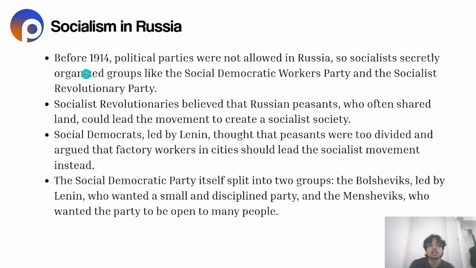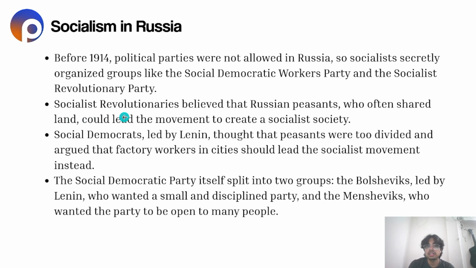Socialism in Russia. Now, before 1914, political parties were not even allowed in Russia. So, socialists secretly organized groups like the Social Democratic Workers' Party and the Socialist Revolutionary Party. So, before 1914, political parties were illegal in Russia, but secretly parties were formed, socialist parties mainly.